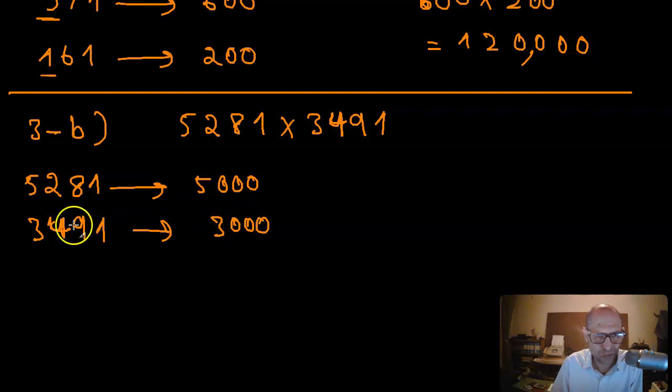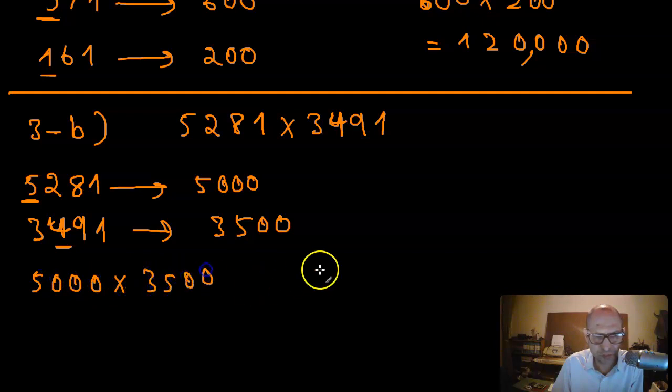Another way to do it would be to round 3,491 to, for example, 3,500, meaning I'm rounding this number to the thousands place value, but this number I'm going to round to the hundreds place value. And because of the 9, I'm going to round up. The 4 becomes a 5, but the calculation is still easy to do. Instead of writing this calculation, I'm going to write it as 5,000 times 3,500.